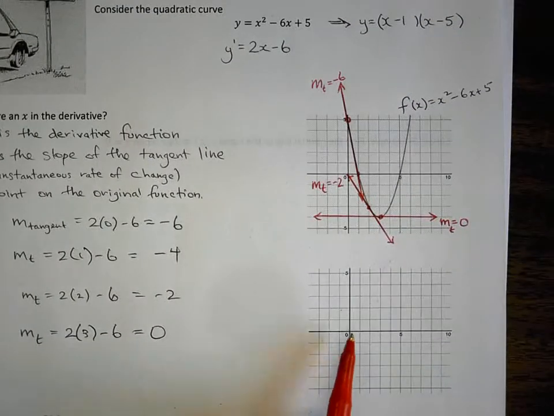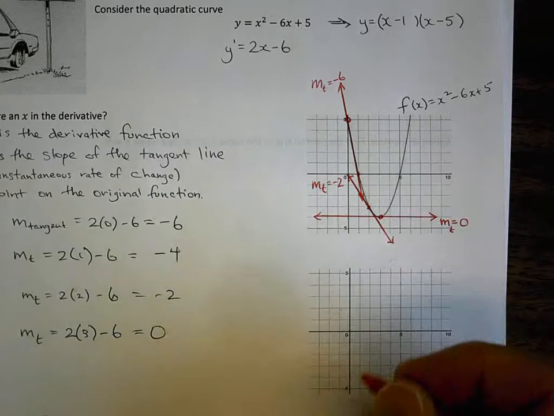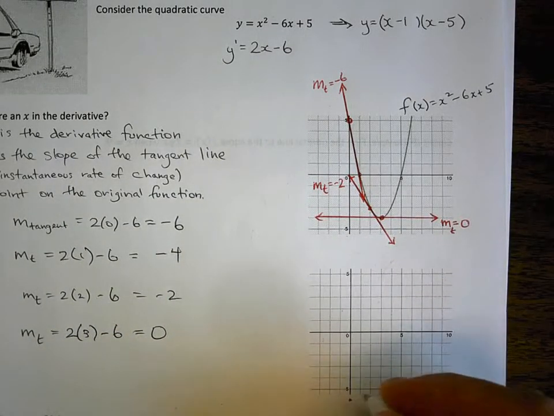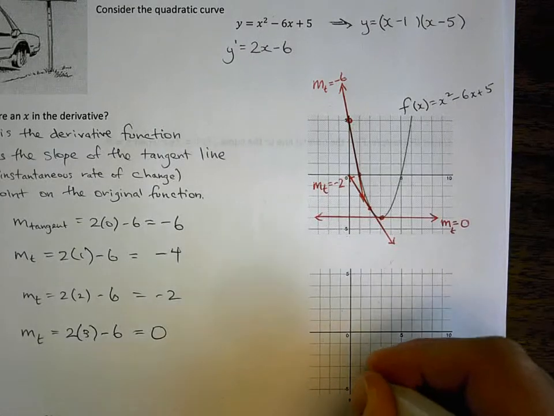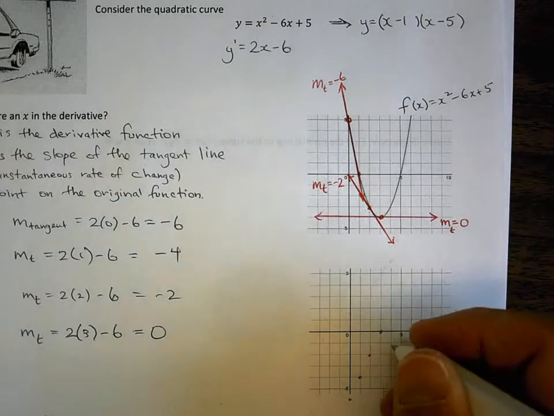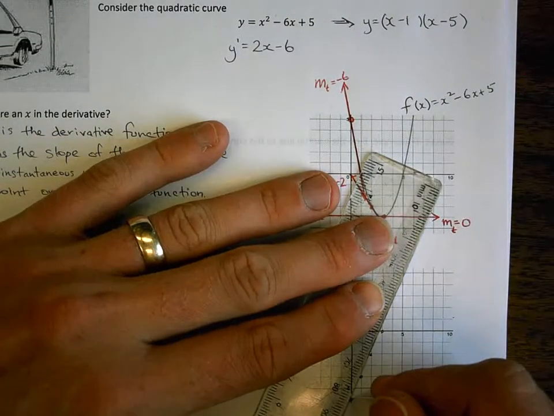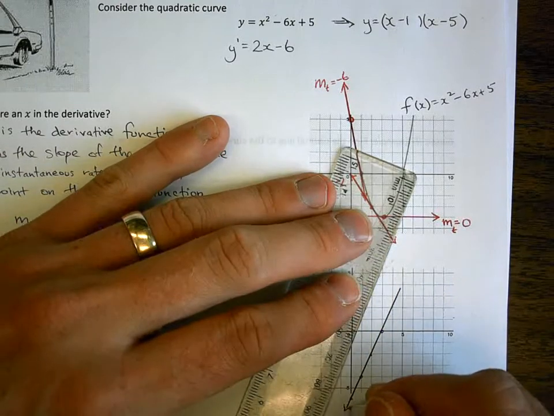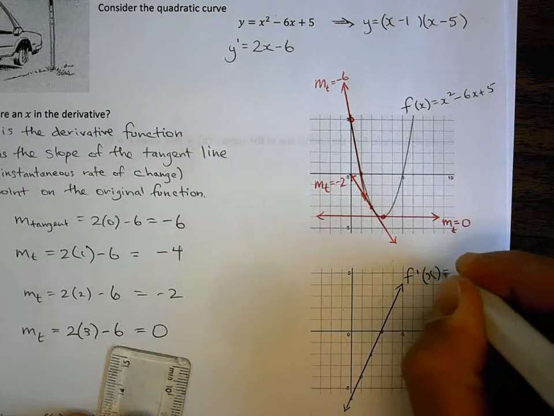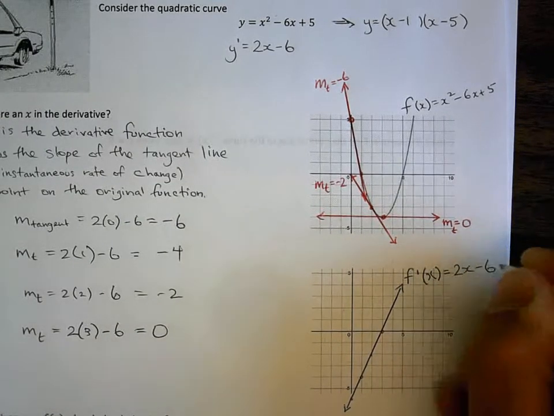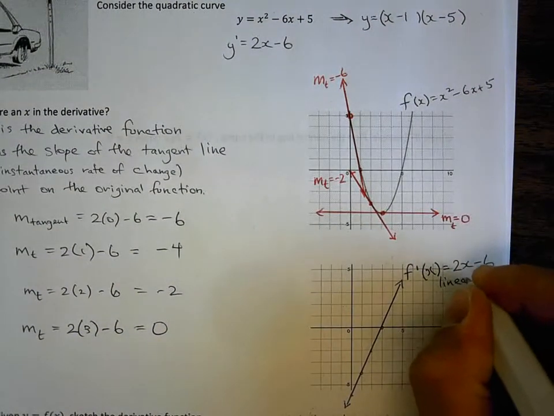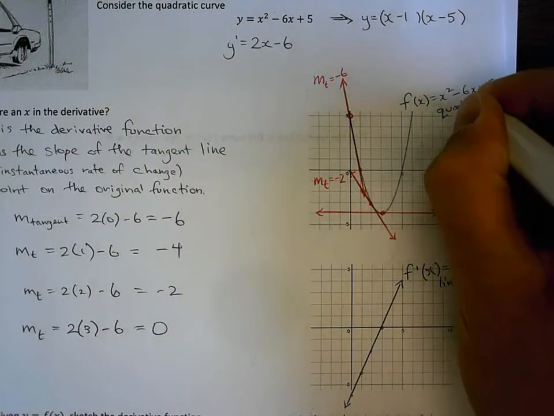Well, at x equals 0, we already figured it out. It's negative 6 down here. At x equals 1, it's negative 4. At x equals 2, it's negative 2. At x equals 3, it's 0. That's actually a line, right? It's a linear equation. My derivative function, that is 2x minus 6, is linear. And my original function was quadratic.